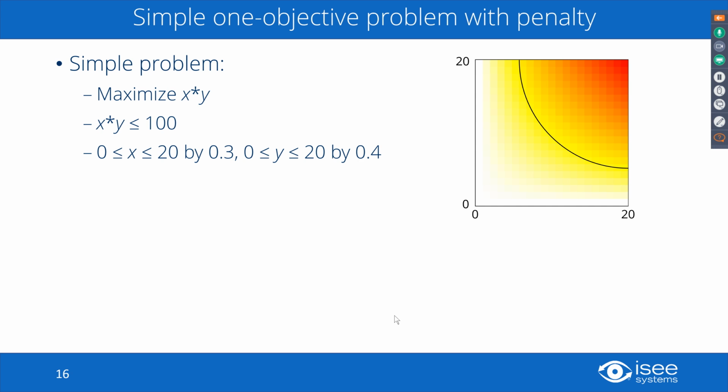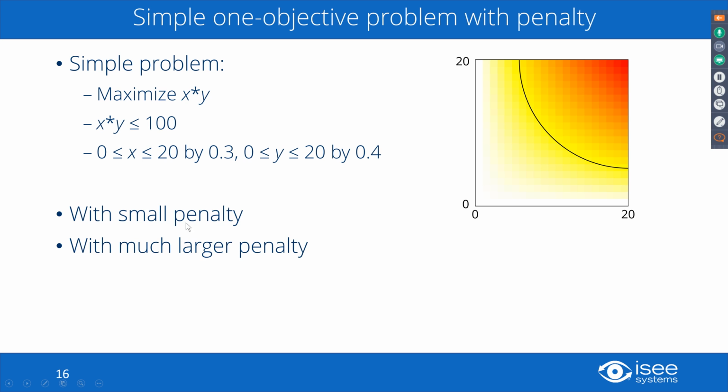So let's look at a very simple problem again, the same problem, but we're going to have a constraint. The constraint is that the product cannot be greater than 100, okay? It can be 100, and that gives us a number of solutions along this line. There isn't one solution anymore. There are multiple solutions. And I'm going to make it a little harder, just so we don't just find anything. I'm going to say x is incremented by 0.3 and y is incremented by 0.4. And we'll look at it using a penalty function, both a small penalty and a larger penalty.